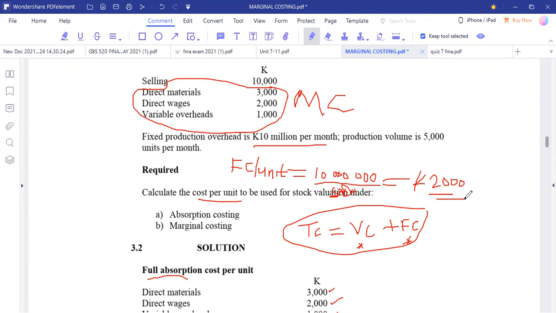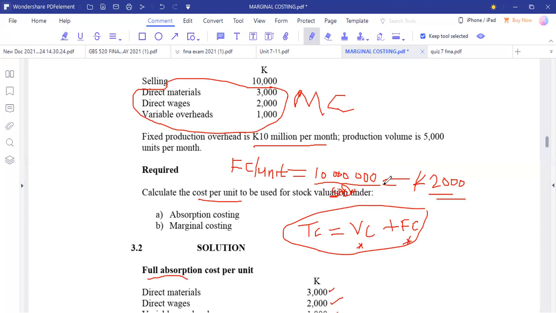Yes, because the fixed cost of 10 million in that given month was according to how many units they produced in that month, 5,000 units. So we had to find the fixed cost per unit, one unit. So the 10 million was equivalent to 5,000 units. Now for a unit, what was the cost for one unit? That's the reason why we had to divide the 10 million by 5,000. Okay, all right. I'm sure you've gotten it now.